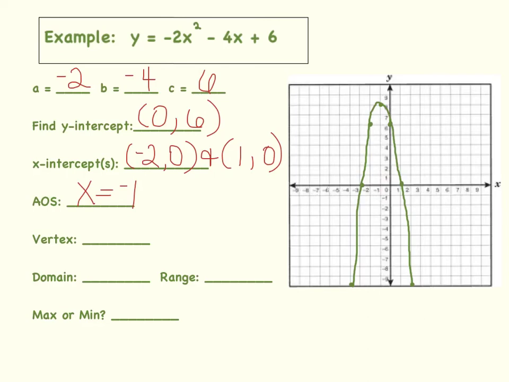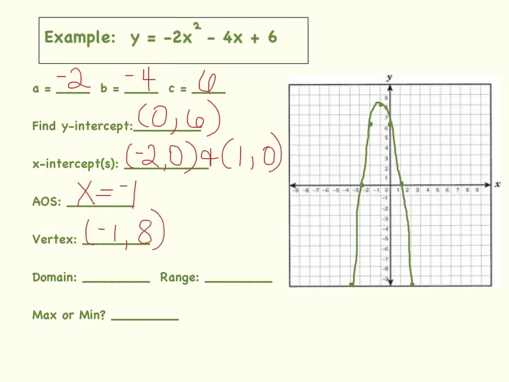Now I've just stated our vertex. I went and I looked at the graph. It's up here, and I know the x-coordinate is negative 1, and the y-coordinate is 8. So that's going to be very easy for us to find. Negative 1, positive 8.